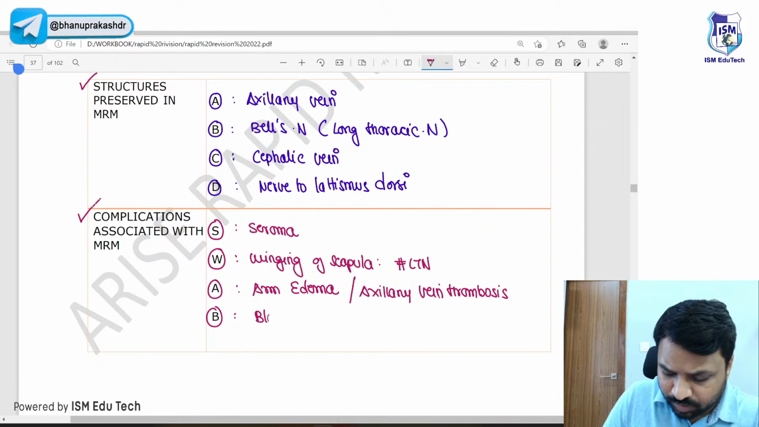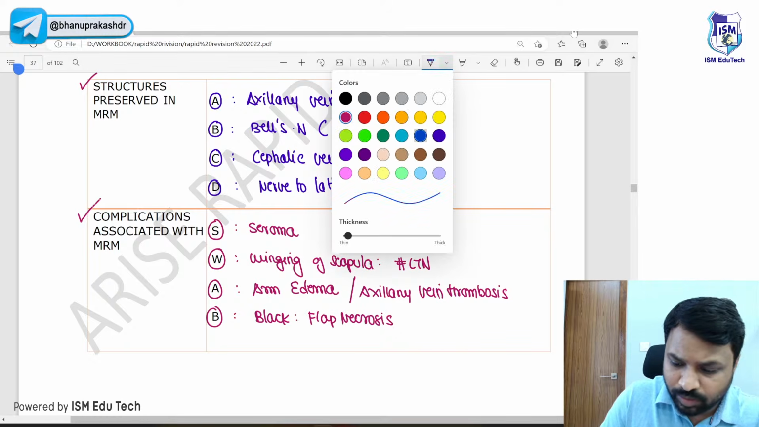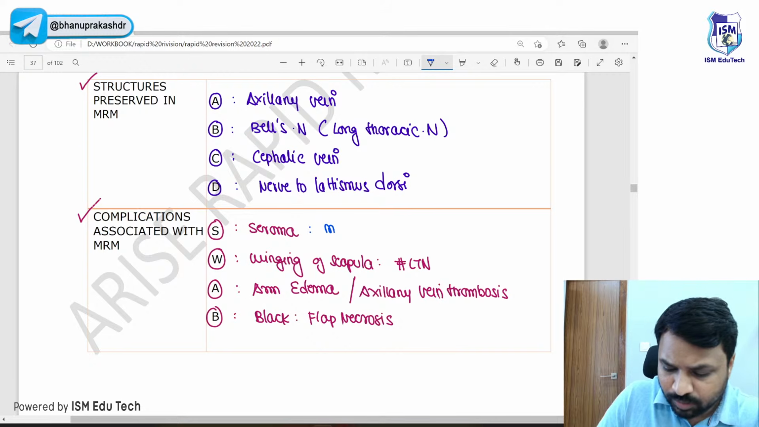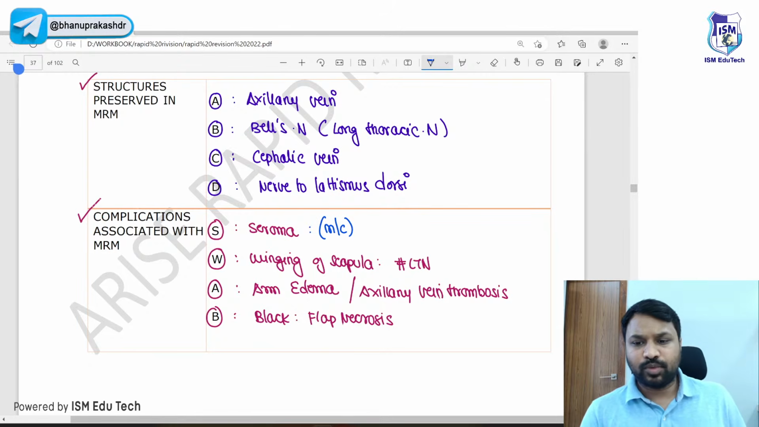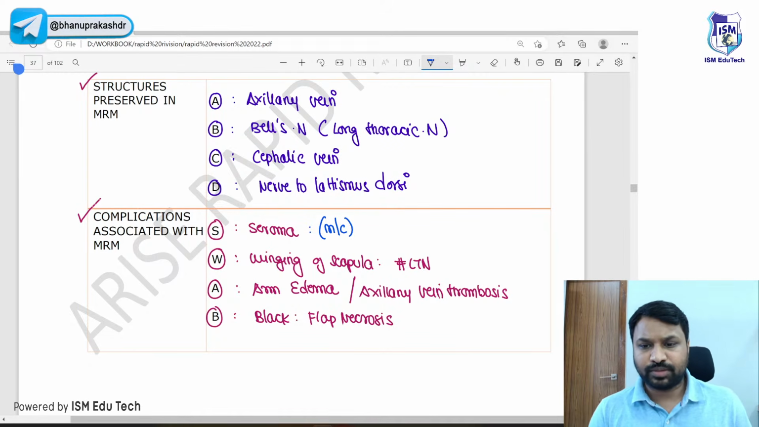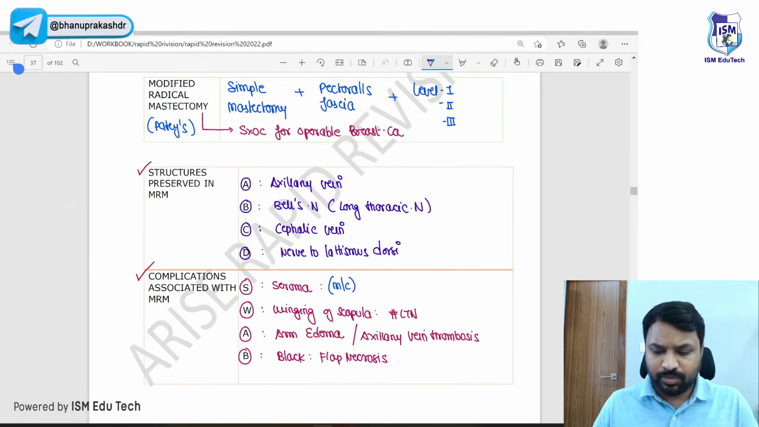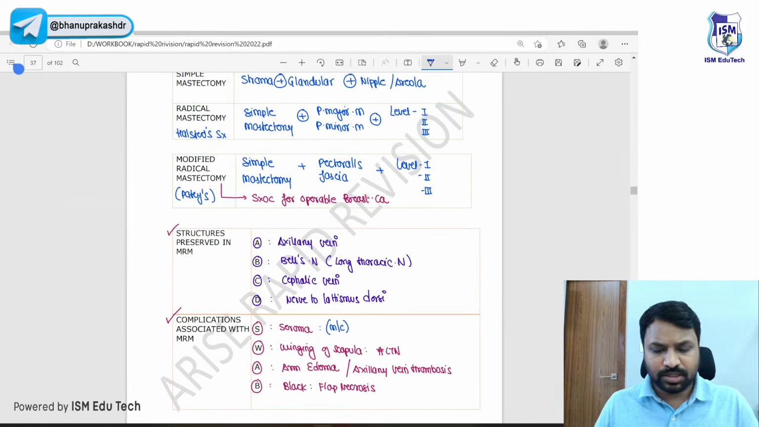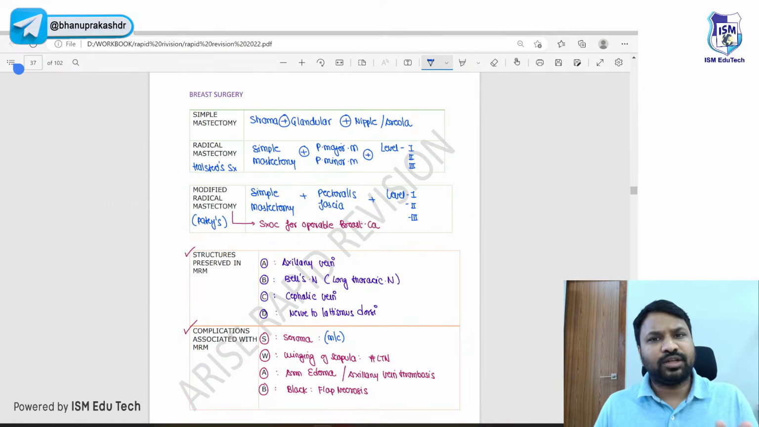B stands for black. Black indicates flap necrosis. And remember, seroma happens to be the most common post-operative complication, right? So these are important aspects with respect to breast surgeries that you have to remember. Okay? This is more than enough in terms of breast surgeries from your exam perspective.